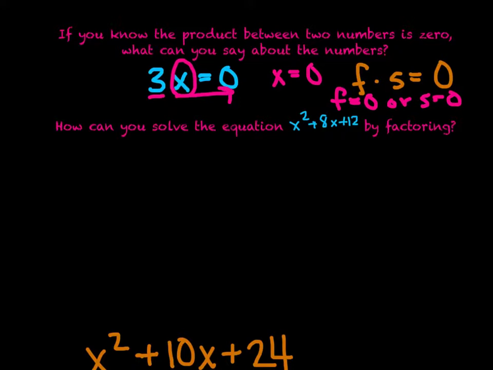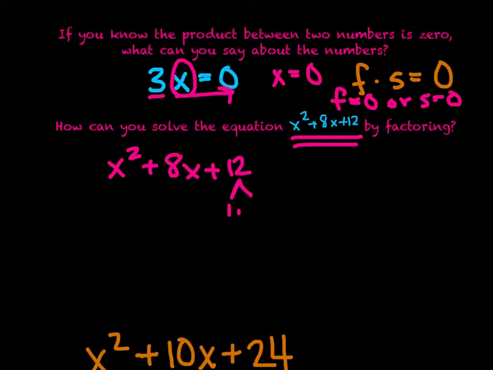So we need to say, how can we solve this equation by factoring? How could we figure out what x is going to equal by factoring? So x squared plus 8x plus 12. Let's actually just factor this to start out with.